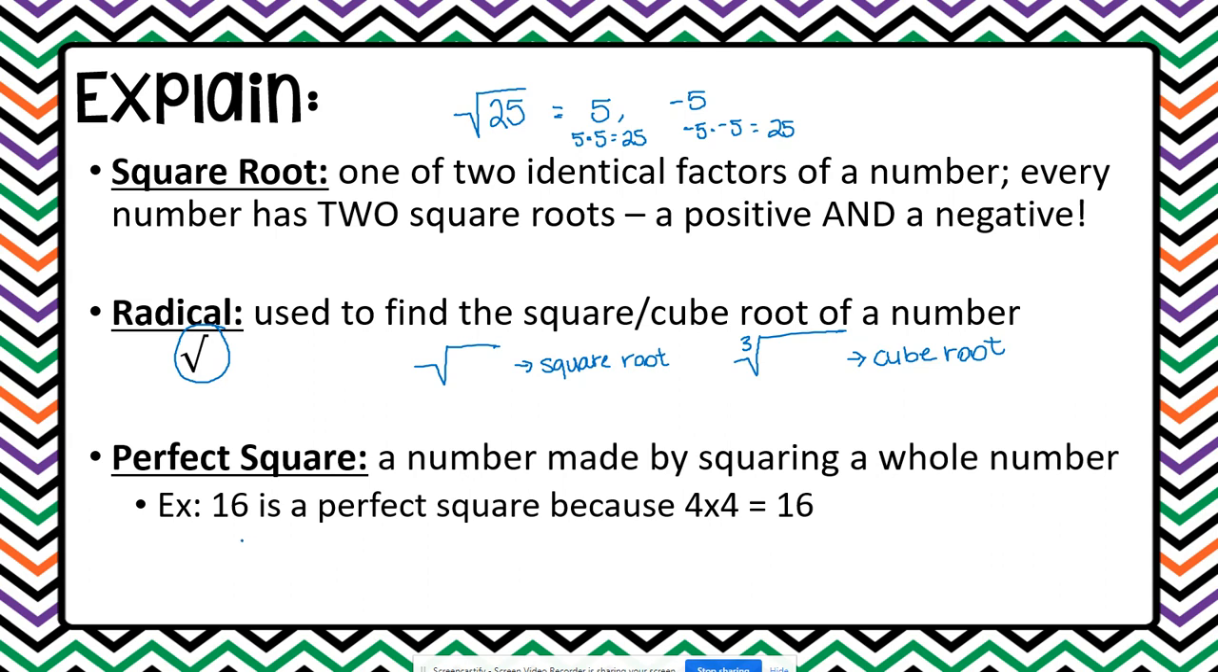Other examples of perfect squares are 36. So 36 is a perfect square, and we know that it is a perfect square because 6 times 6 equals 36. Another perfect square is 81. Well, we know that 81 is considered a perfect square because 9 times 9 equals 81.